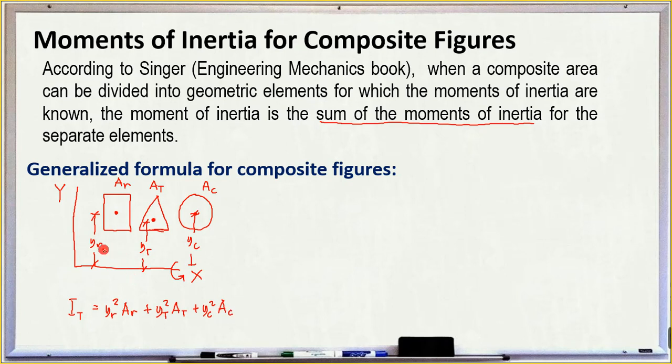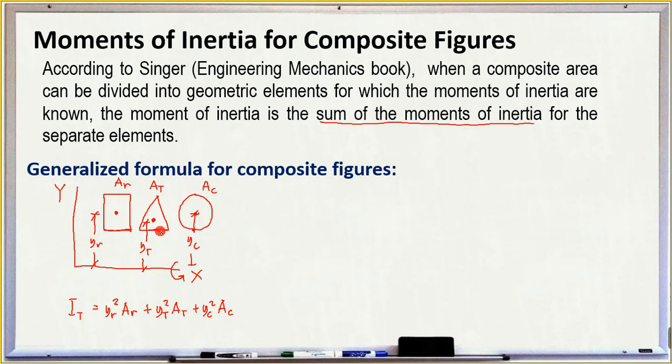Again, don't forget that these 3 distances, YR, YT, and YC, are not just the distance from the base, from the base of the triangle towards the axis, or at the bottom part of the circle towards the x-axis. So always remember that this distance starts from the centroid of the object towards the axis. Okay, be mindful with that one.